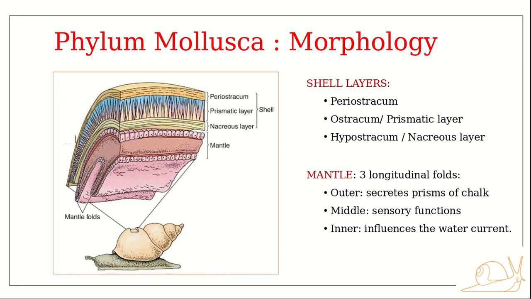Slug you may have seen, that is snail-like but without a shell. So those mollusks don't have a shell at all. So we can have these kinds of variations among the different members of mollusks with respect to the shell. Structure-wise, the shell is formed of 3 layers: the periostracum, ostracum and hypostracum. In each of these layers, the major chemical constituents are calcium carbonate and the protein conchiolin. So this is about the molluscan shell.